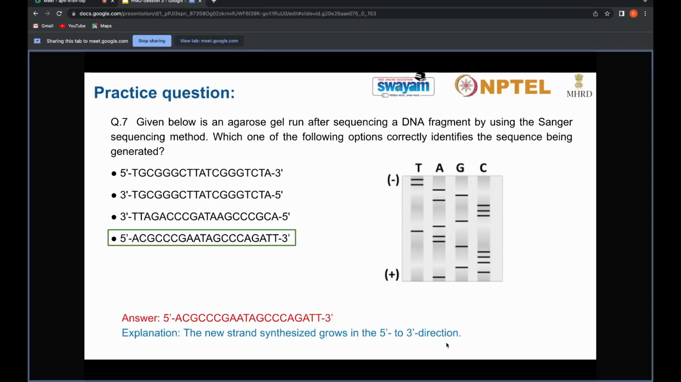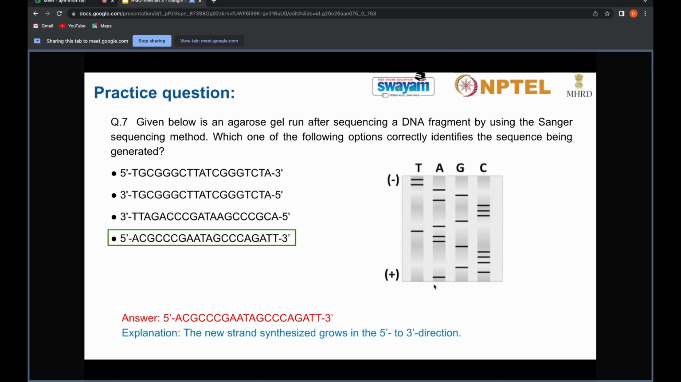So the correct answer will be option D. Why option D? Because the fragments present towards the positive end are very small in length. In this case, this A is the fragment that is present here, so it will be the first nucleotide of the sequence. From here to here, from positive to negative, we read the fragment in the 5 prime to 3 prime direction. So the sequencing will start from this end.